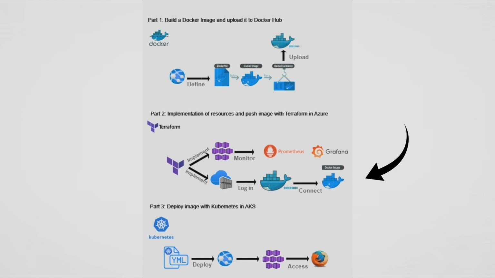In addition, we will also deploy monitoring resources to later associate them to the resources we deploy, such as Grafana and Prometheus. Finally, once everything is deployed, we will use Kubernetes to deploy the image of our app in the AKS from our ACR, accessing it through a browser.